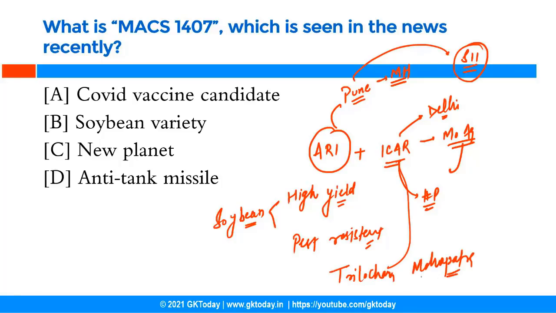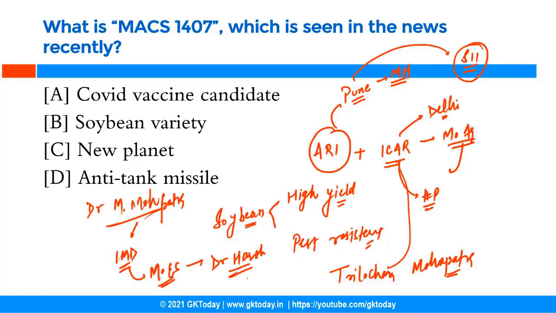Recently, one more Mohpatra was in news, and he is Dr. Mrityunjay Mohpatra. He is the Director General of IMD. What is IMD? It is India Meteorological Department, and this IMD is under MOES, that is Ministry of Earth Sciences. Presently, Dr. Harshvardhan is the Minister for this.